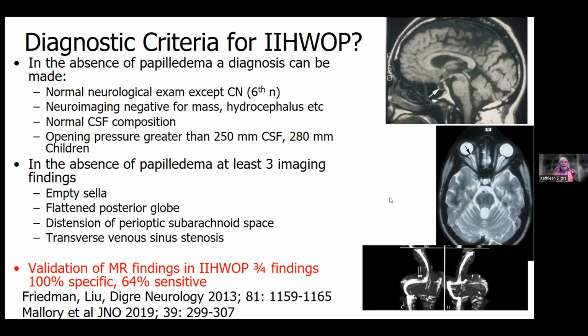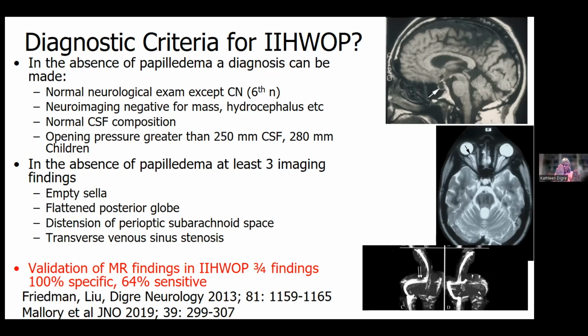And we found that if it was stenotic, along with these other findings, and if you had 3 out of the 4 findings, it was about 100% specific for the diagnosis, but only 64% sensitive. That means that if you have those 3 out of 4, it's pretty specific for raised intracranial pressure. So that's why we do imaging studies and why we have to correlate the symptoms.